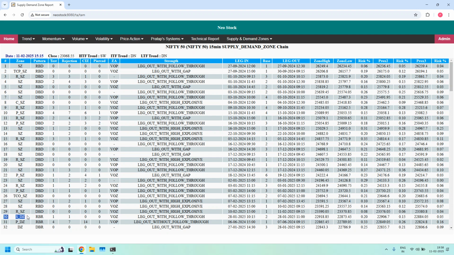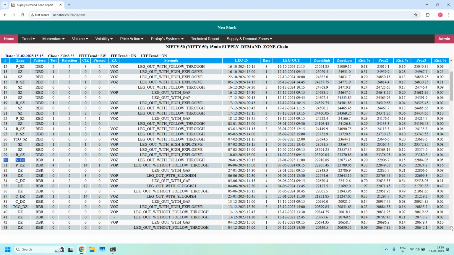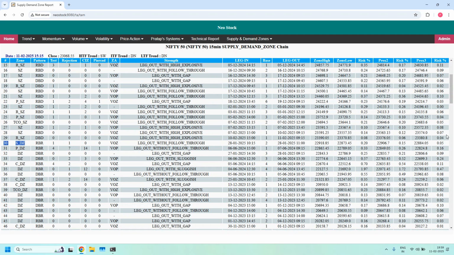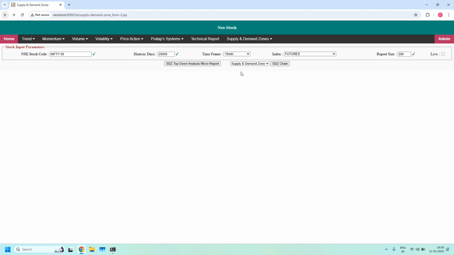Serial number 30. This is the nearest demand zone to the current closing price, 15 minutes demand zone. So let me put it in the center so that you know equal number of demand and supply zones below and above. This is 15 minutes supply demand zone chain. Okay, next, 5 minutes supply demand zone chain for Nifty.